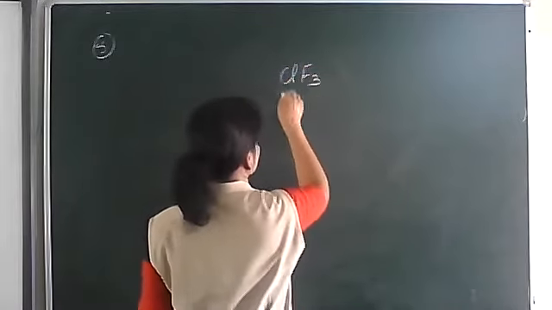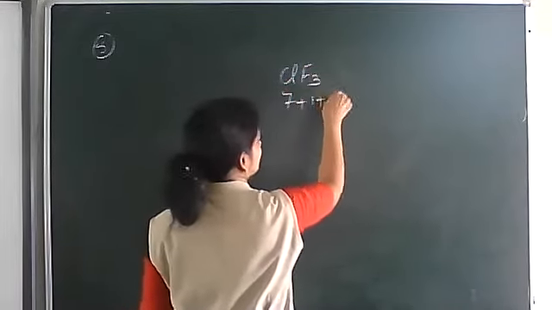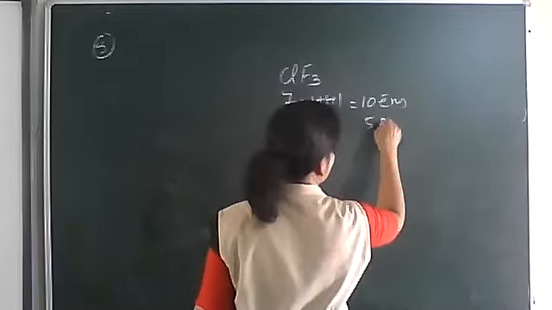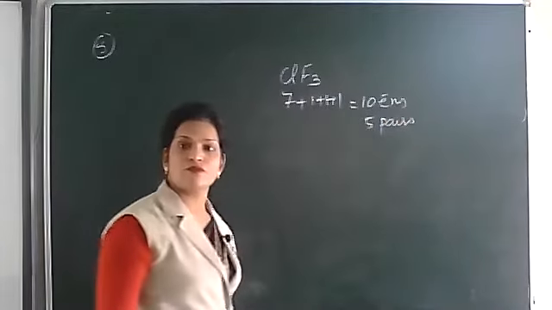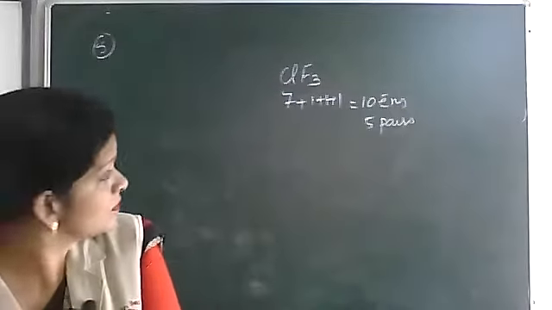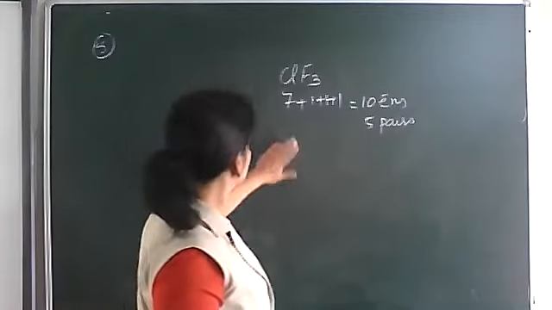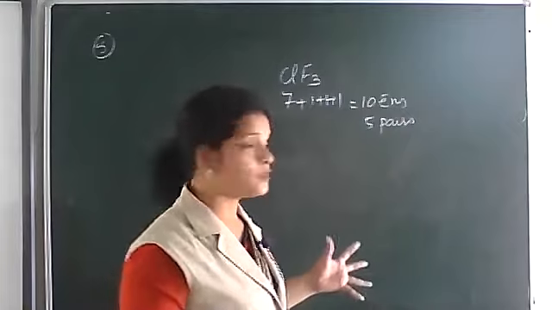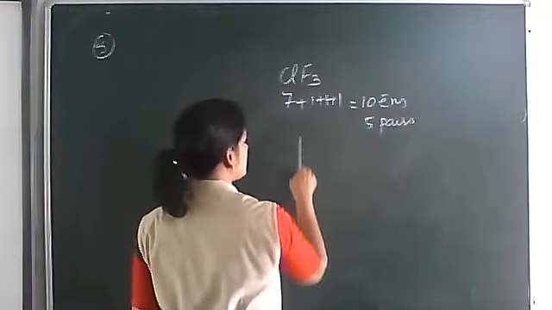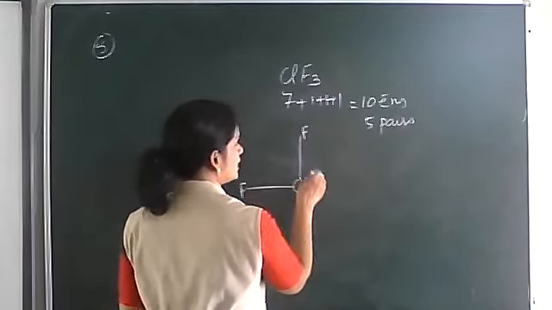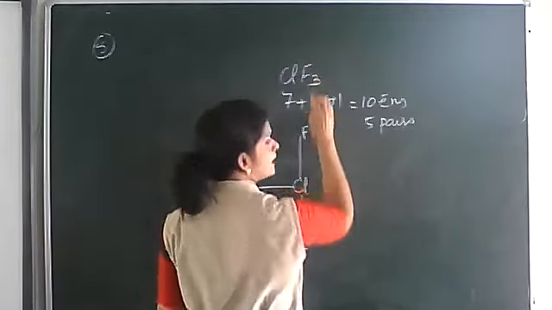Next we have ClF3. 7 plus 1 plus 1 plus 1. So 10 electrons, means 5 pairs. 5 pairs will be taken in what way? 5 pairs will be taken in a TBP fashion, the arrangement of electron pairs. But there are only 3 bonds and 2 lone pairs. 3 bond pairs and 2 lone pairs.